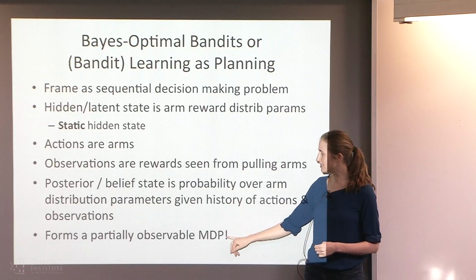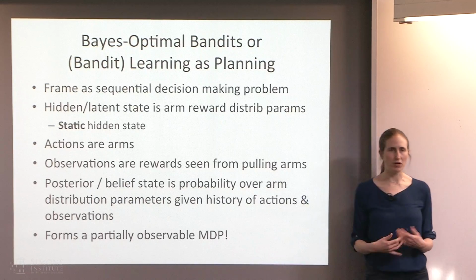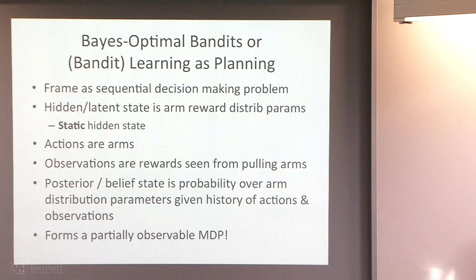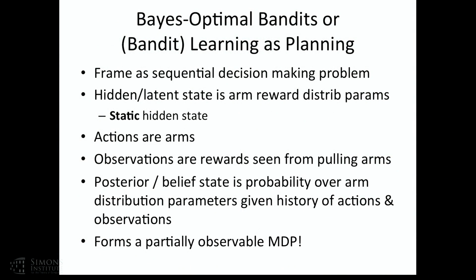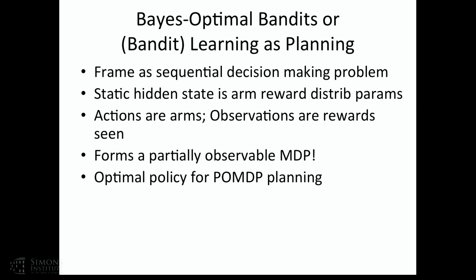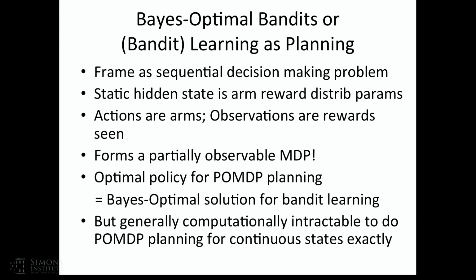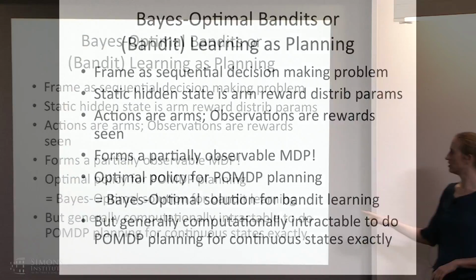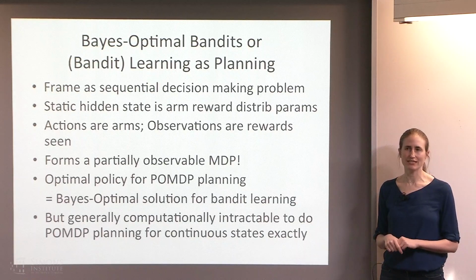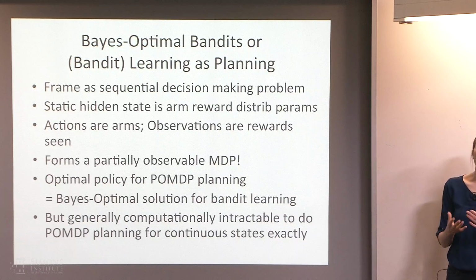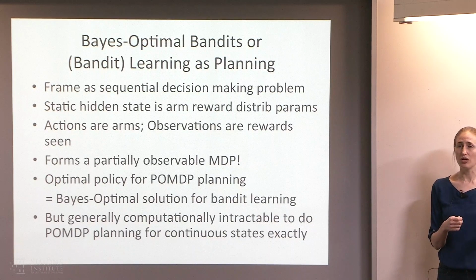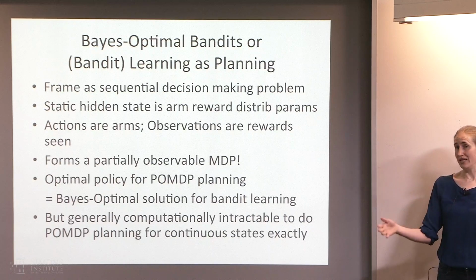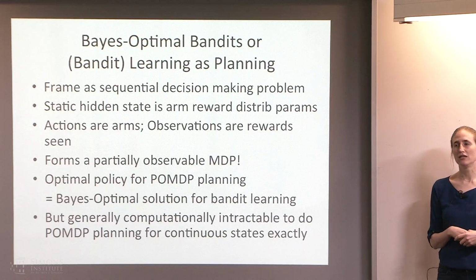The cool thing about this is that it actually forms a partially observable Markov decision process with a set of static hidden states, which is the parameters. If we could compute the optimal policy for that POMDP, then that would yield the Bayes optimal solution for bandit learning. That would directly maximize our expected discounted sum of future rewards. So that would be awesome, right? Then we could exactly think about how much benefit there is to selecting this arm that might or might not be optimal, given the remaining time steps I have and the information I might get.